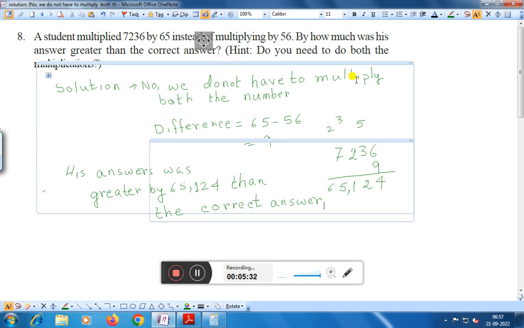65,124, and that is by how much his answer was greater than the correct answer. That is, his answer was greater by 65,124 than the correct answer. This is the answer of question number 8.